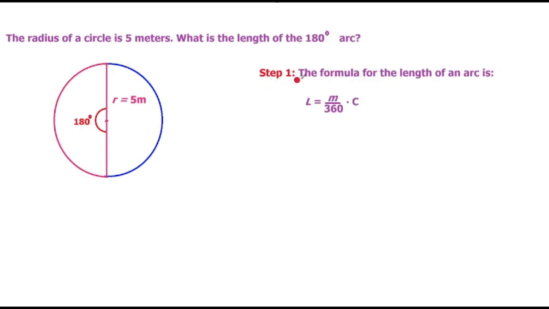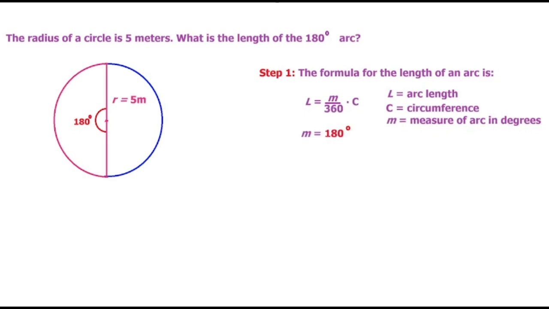First thing to do is understand the formula of an arc length, and it's equal to L equals M over 360 times C. So what do these terms mean? L equals the arc length, C is the circumference of the circle, and M equals the measure of the arc in degrees. So we know some of these things. We know that M equals 180 degrees, right? The measure of the arc in degrees is 180.